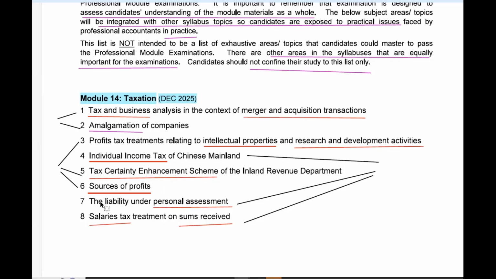And then 4, 7, 8 are related to individuals. 4 is for China individual income tax. And then 7 and 8 are for individuals: 7 for PA, personal assessment, and 8 for sales tax sums received. That is a brief explanation of the 8 items, how they are related and how they are grouped in order to memorize them. Any questions so far before I move on to review the first document, past paper analysis?